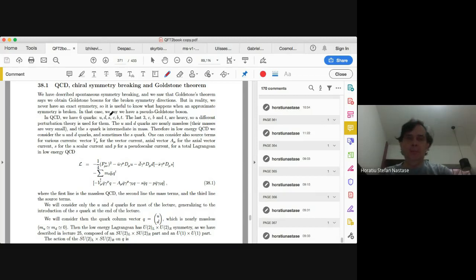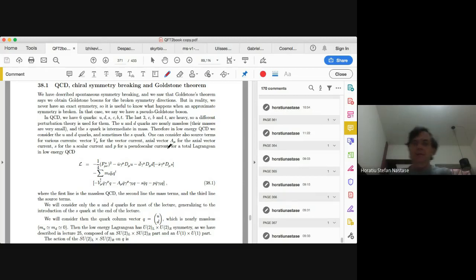All right. One also considers source terms for the various currents, which would mean coupling to some vectors for the vector current, axial vector for the axial vector current, a source S for a scalar current, and source P for a pseudoscalar current.